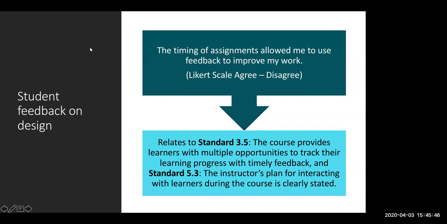Also asking about the timing of assignments. So, again, that was an issue in our accelerated course, but it can be an issue in every course if students don't have feedback in time to really use it well for their future performance. And again, that ties back to QM standards as well that are listed there.